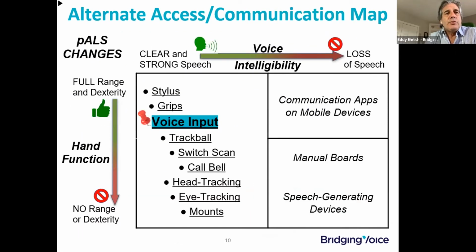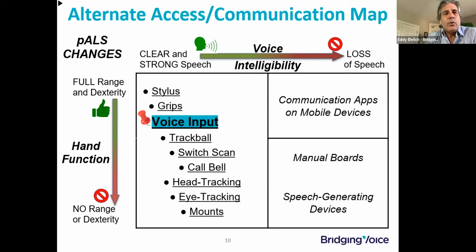Please take a moment to review this diagram regarding alternate access and communication for PALs. As PALs undergo functional changes, we can look at 2 axes. So the vertical axis is the one that describes hand function on the left. On top, the horizontal axis, voice intelligibility, describes how clear and strong someone's voice is. So as a PALS undergoes changes, they may use different alternate access.